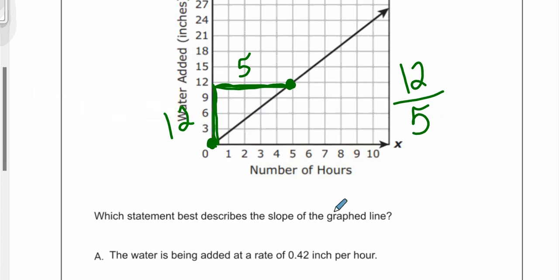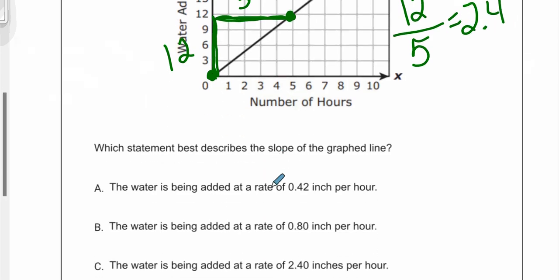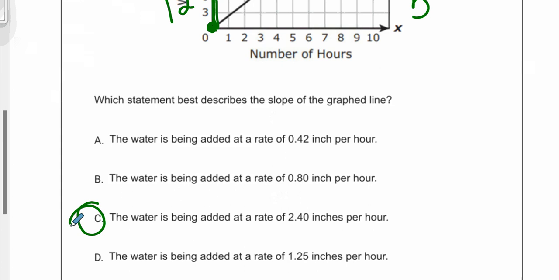So I'm looking for something that's equivalent to 12 divided by 5, which equals 2.4. So my answer is C.